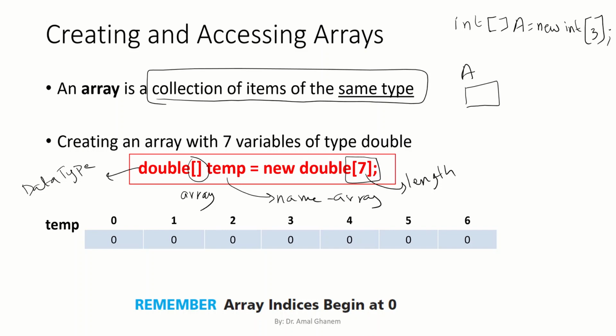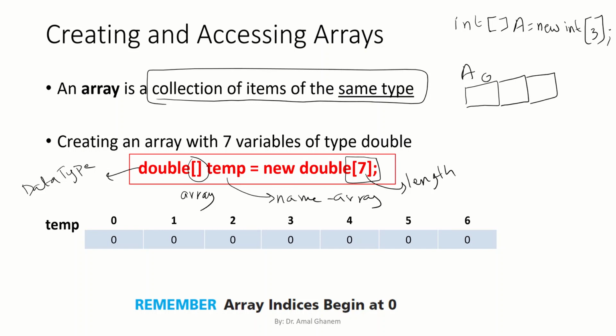So I will say 3. Now 3 means you will have location 1, location 2, and location 3. So I will have 3 locations. All of them have the same name, which is A. But the difference between each location and the other one is the index.